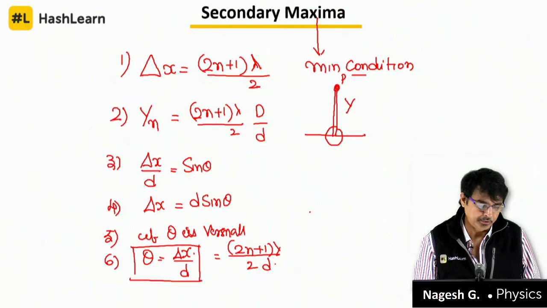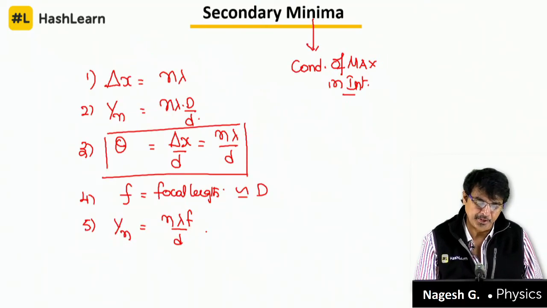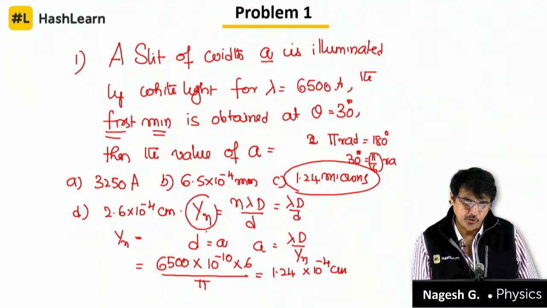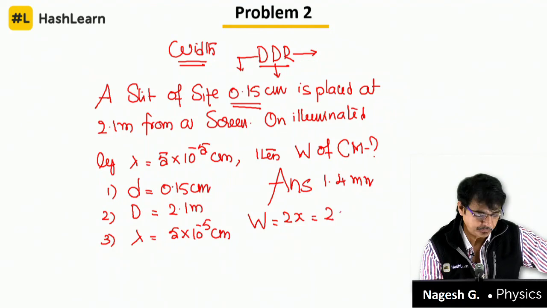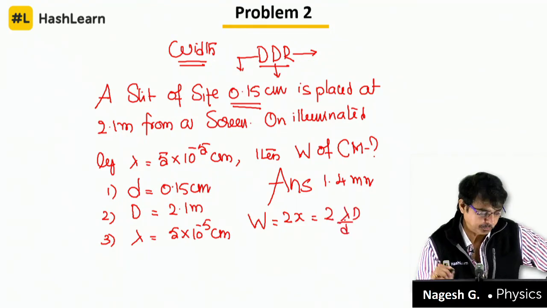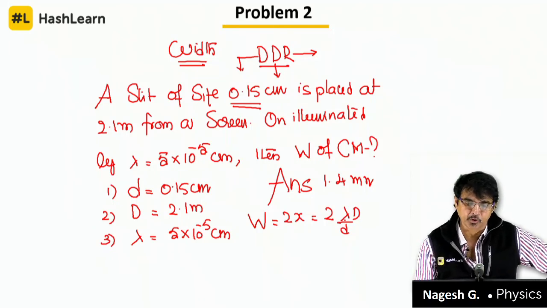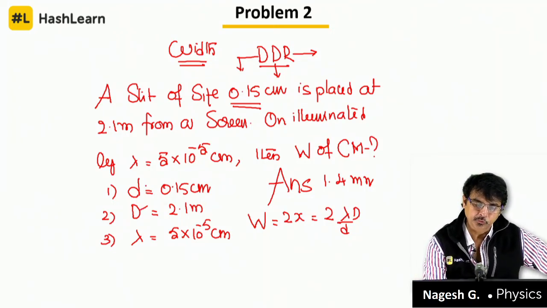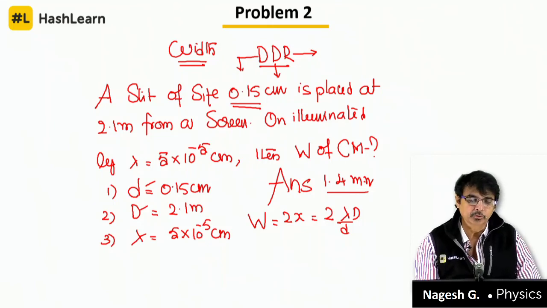in this figure, you can see this width W is equal to either 2x or 2 theta. So come back and apply that in this. When you observe, that is equal to 2x, that is equal to 2 into lambda capital D by small d. So width W is equal to 2 lambda into capital D by small d. Capital D is given, small d is given, lambda is given. You will come out with the answer as 1.4 mm. So that is problem number 2.